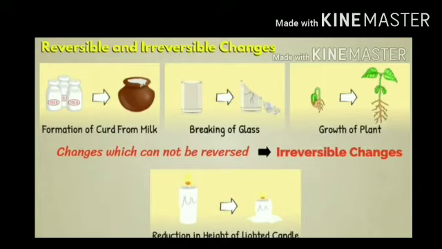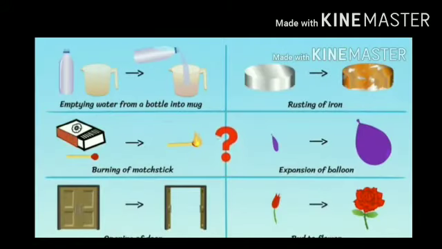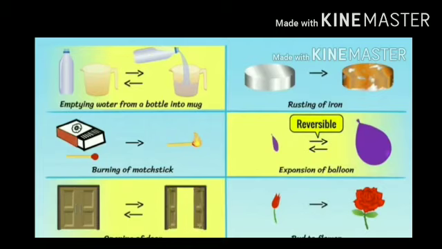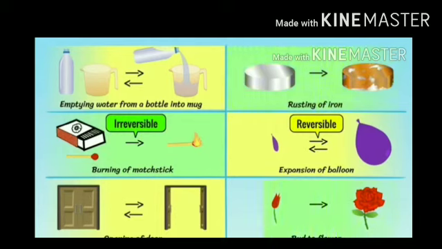Now let's discuss that. Over here on your screen you will be seeing a number of examples of changes. Classify each change into reversible or irreversible. The air moving out from the balloon can be considered reversible, and emptying the water from the water bottle into the mug can also be considered reversible, whereas opening and closing of a door can be considered reversible, whereas burning of matchsticks, growth of a flower, and rusting of iron are all examples of irreversible change.